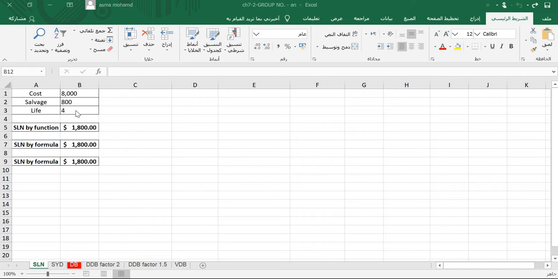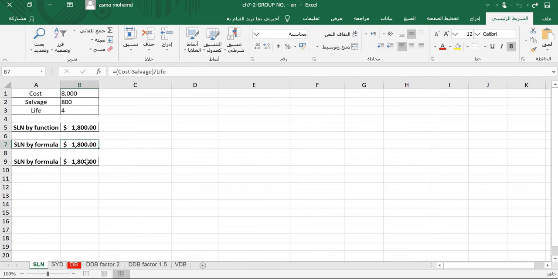So if we want to calculate the depreciation using the straight line method, we usually subtract the salvage from the cost and then divide it by 4, which is the years, and now we will have the cost divided across the years in a constant way. So we will get this 1,800.